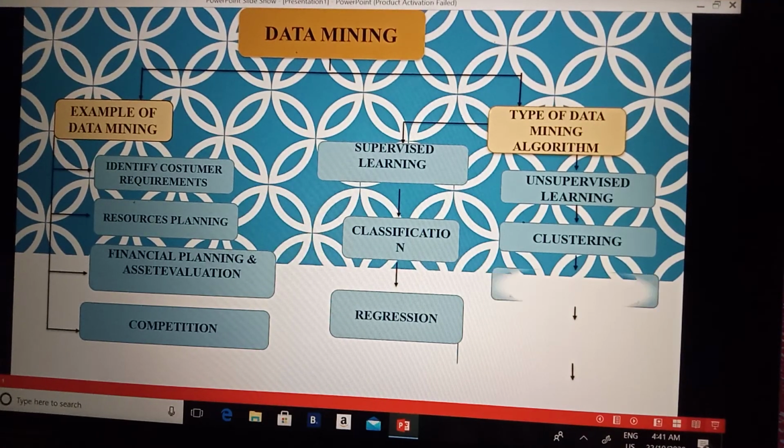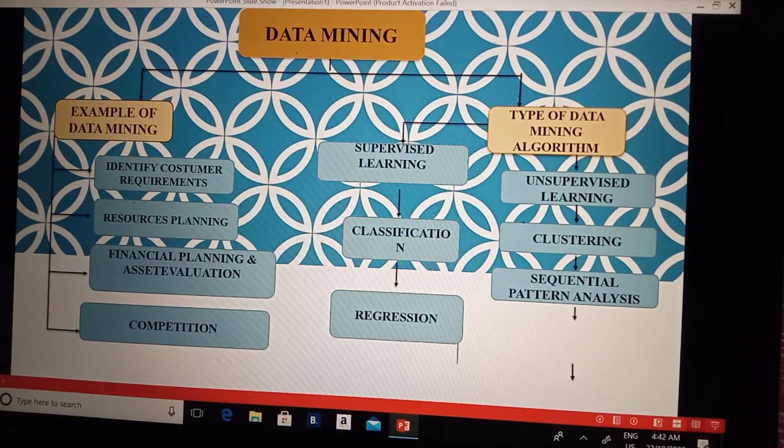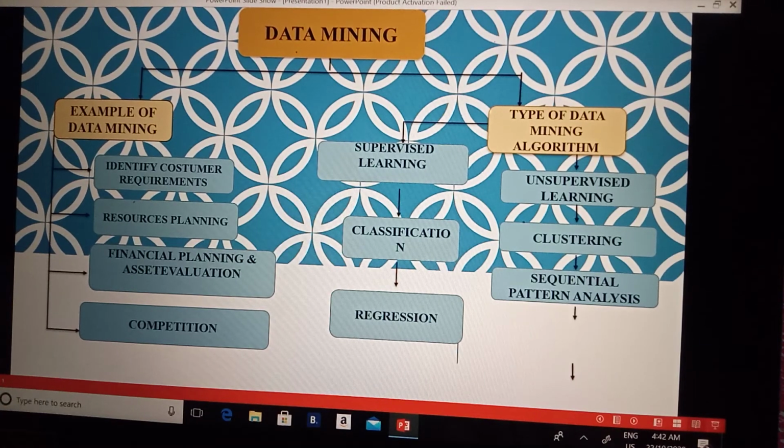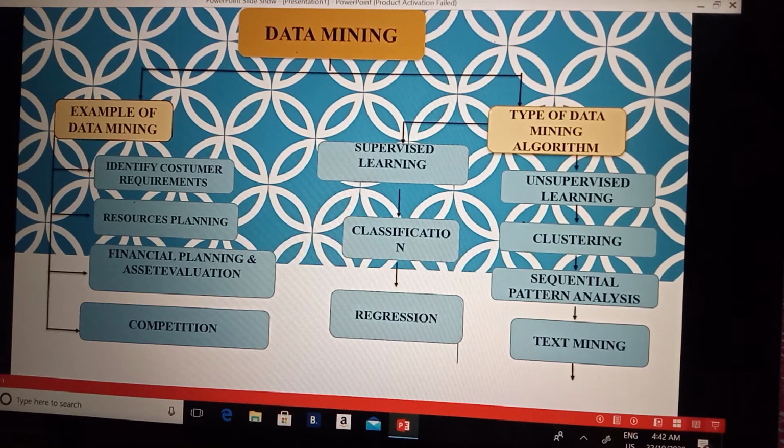The next one is sequential pattern analysis. This is concerned with data mining and finding statistically relevant patterns. Next is text mining. Text mining is the process of deriving high quality information from texts like journals, articles, patterns, and topic attributes from the data.